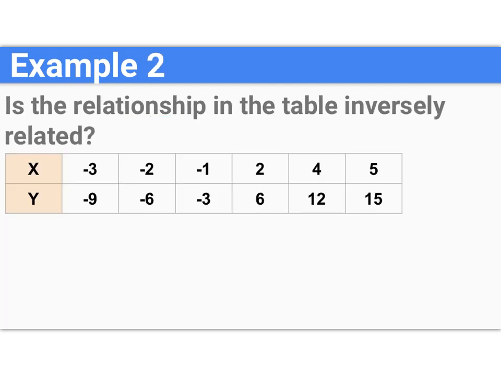Okay, let's look at example 2. Y equals k over x. Well, we're going to find the rate of change here. And so we don't really need to use this equation here. But if we do 9 divided by 3, we get 3. 6 divided by 2 is 3. 3 divided by 1 is 3. The rate of change is the same everywhere.